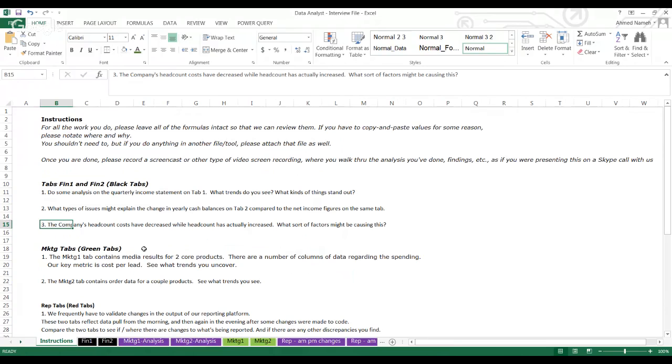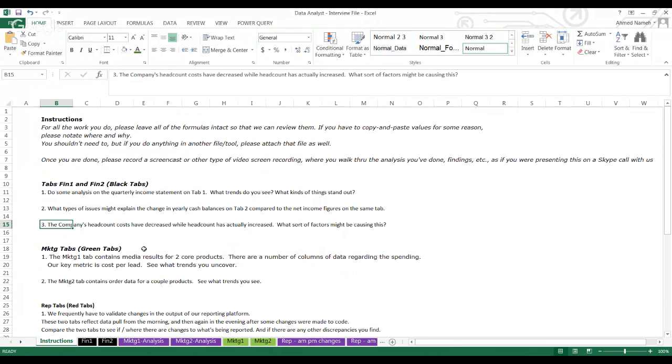Now, there are a number of factors that could have caused this. Before I get started, it's important to lay out what the implication of the question is. The implication is that the cost per head or per employee decreased significantly enough that the company was actually spending less overall on their headcount while also managing to increase the headcount within the corporation or the company.